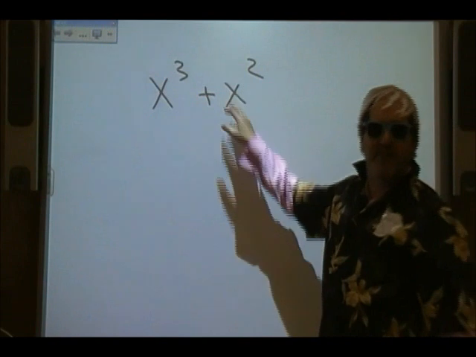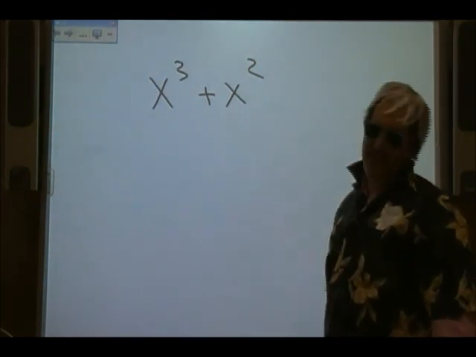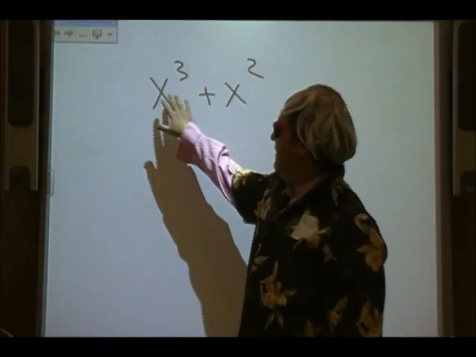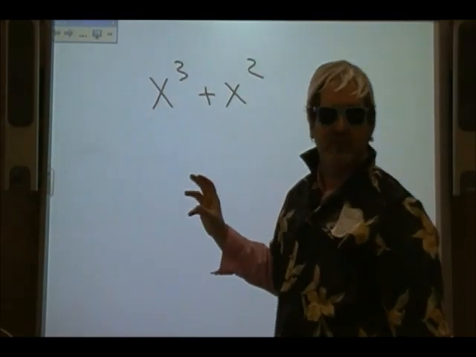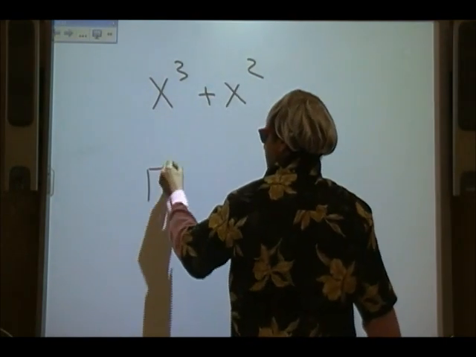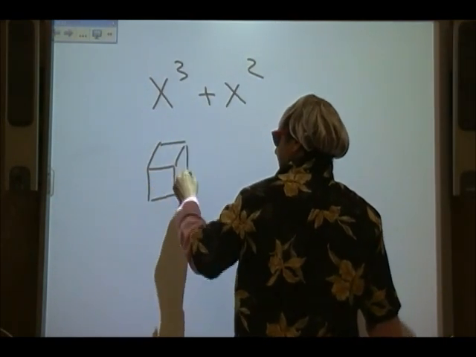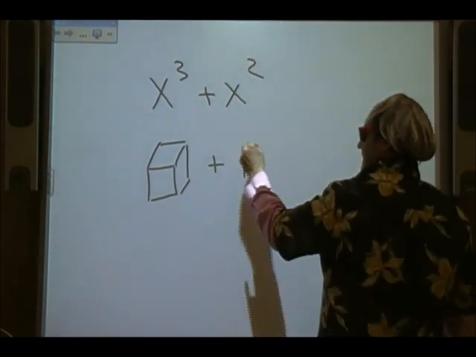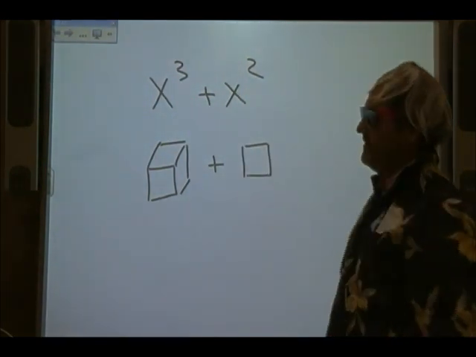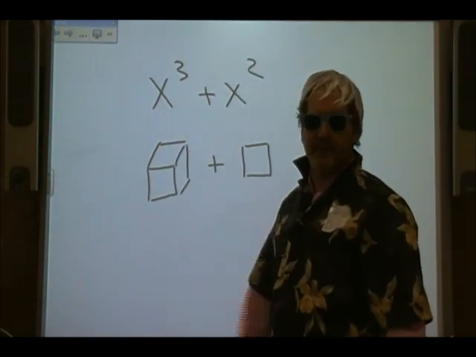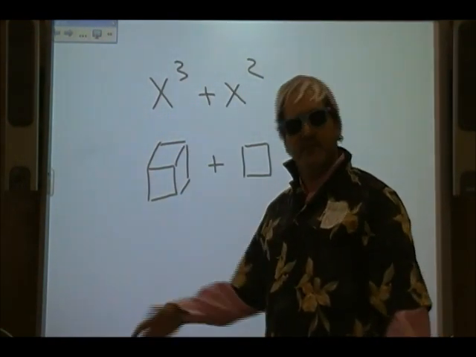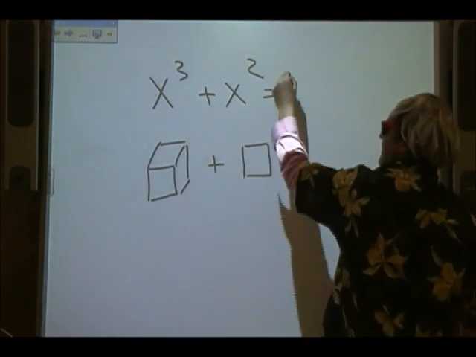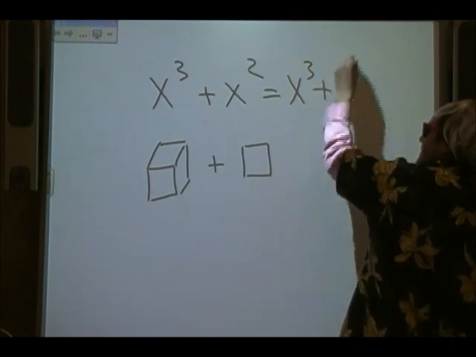And the last one, not to get confused, what happens if I have x cubed plus x squared? Is that x to the 5th, x to the 6th, 4x? What is that? Well, first of all, x cubed, if you visualize a cube, it looks like that. And if you visualize a square, it looks like that. So if I have a box and a sheet of paper, then I have one box and one sheet of paper. I don't have 2 box sheets of paper. So therefore, this is just x cubed plus x squared.